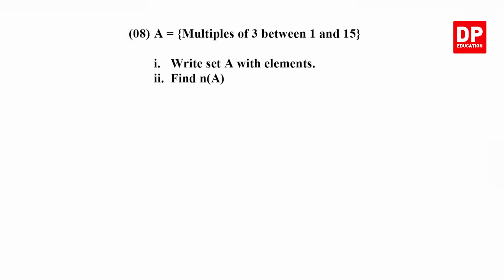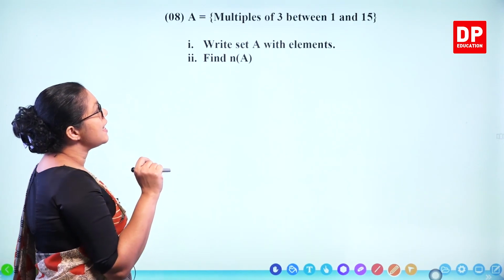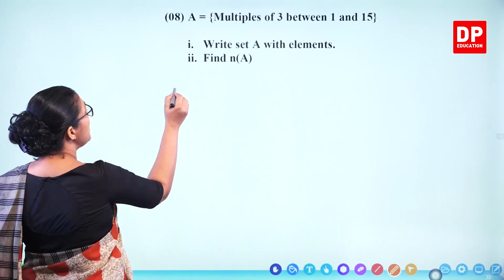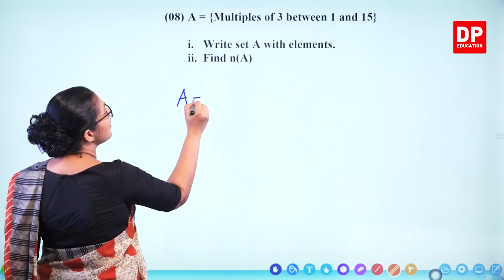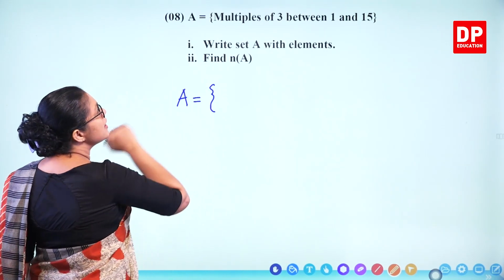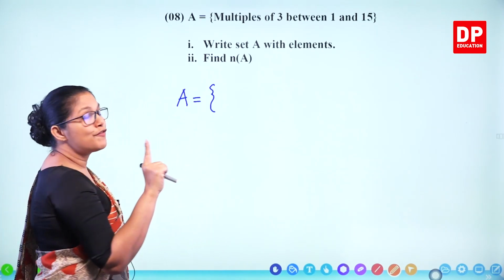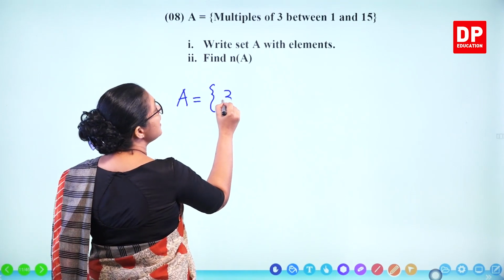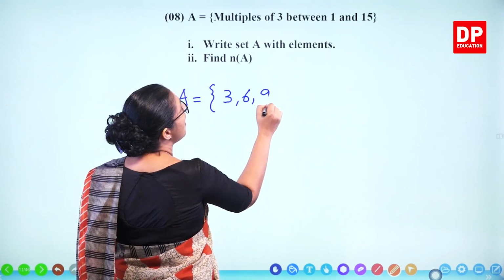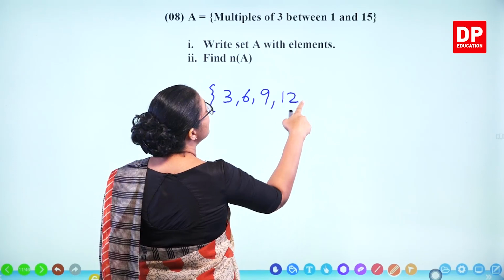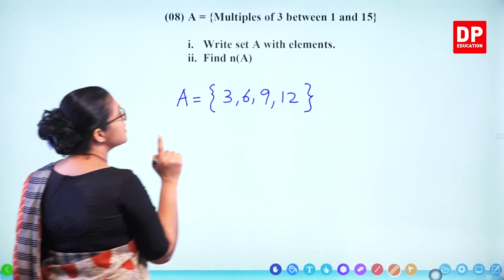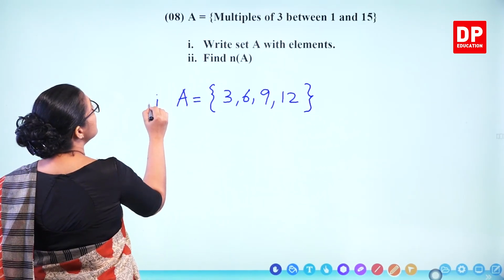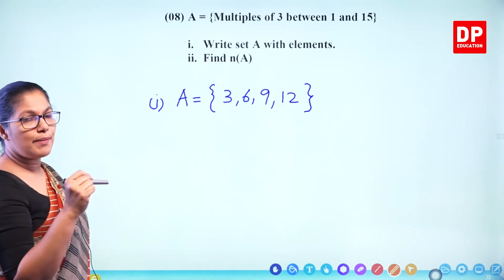Question number 8. A is multiples of 3 between 1 and 15. So write the set A with elements. What are the elements? Multiples of 3 between 1 and 15 means you are not taking 1 and 15. So 3, 6, 9, 12, and 15 you can't write. So that's the set with elements.